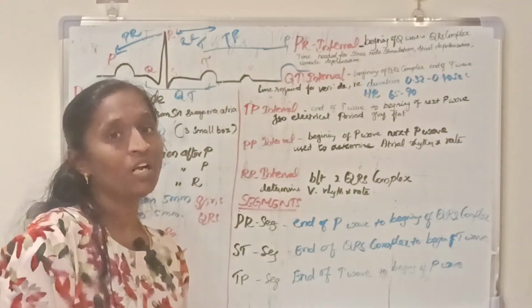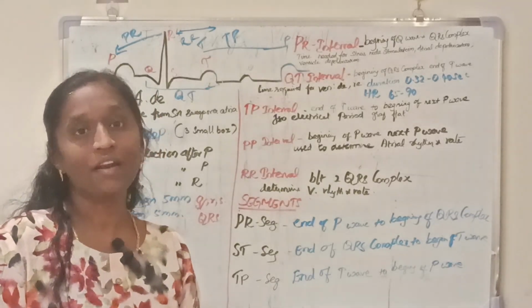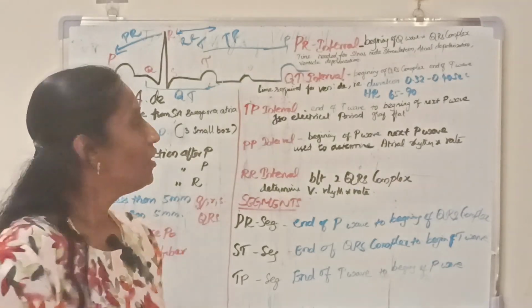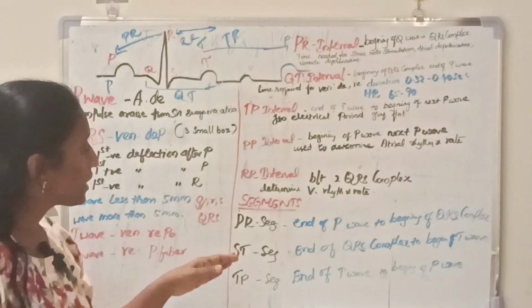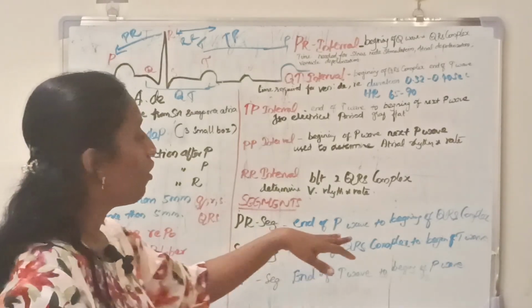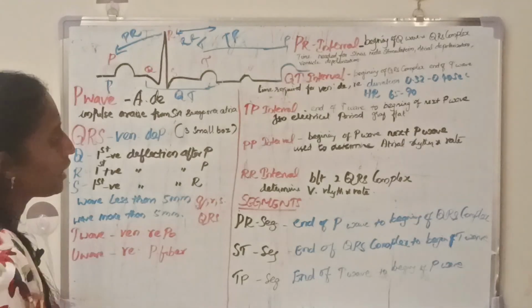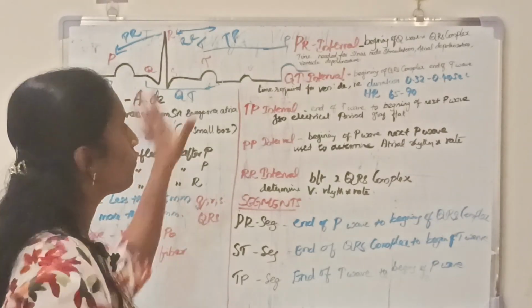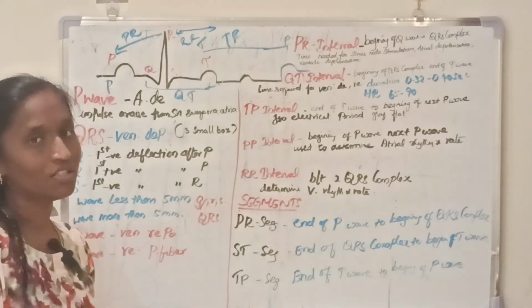In MI we have ST inversion or ST elevation MI; that is what we check. This is the main indicator for myocardial infarction. So the ST segment is the end of the QRS complex and the beginning of the T wave. The next, the TP segment, is the end of the T wave and the beginning of the P wave. So this is what we call the waves, intervals and segments of the ECG strip.